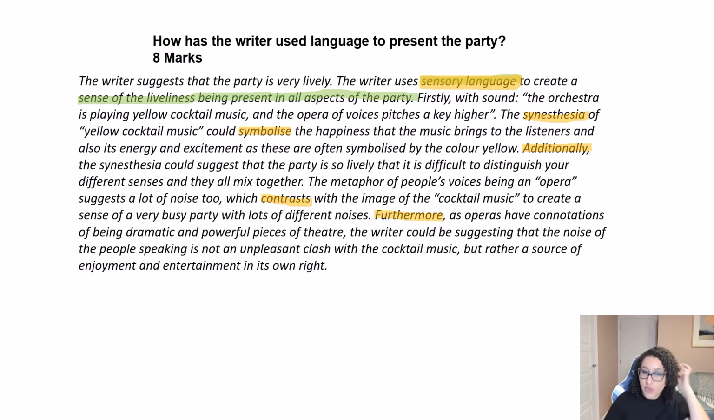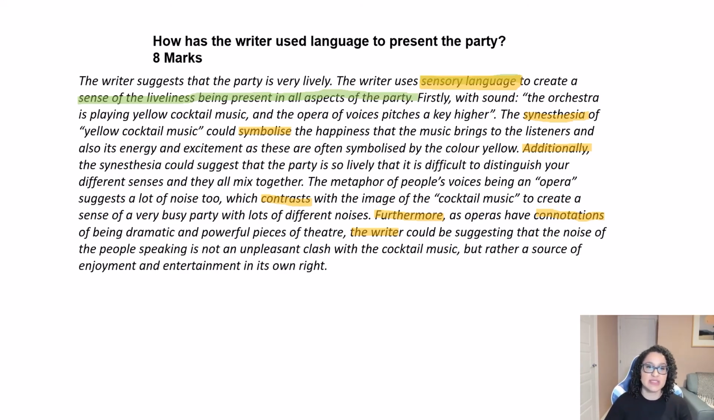Furthermore, as operas have connotations of being dramatic and powerful pieces of theatre, the writer could be suggesting that the noise of the people speaking is not an unpleasant clash with the cocktail music, but rather a source of enjoyment and entertainment in its own right. So again, they're looking at more things. We've got connotations. They're using adverbs like furthermore to help create more of a flow between their different sentences. They're really constantly focusing on the writer and what the writer is doing and how the writer is crafting things.